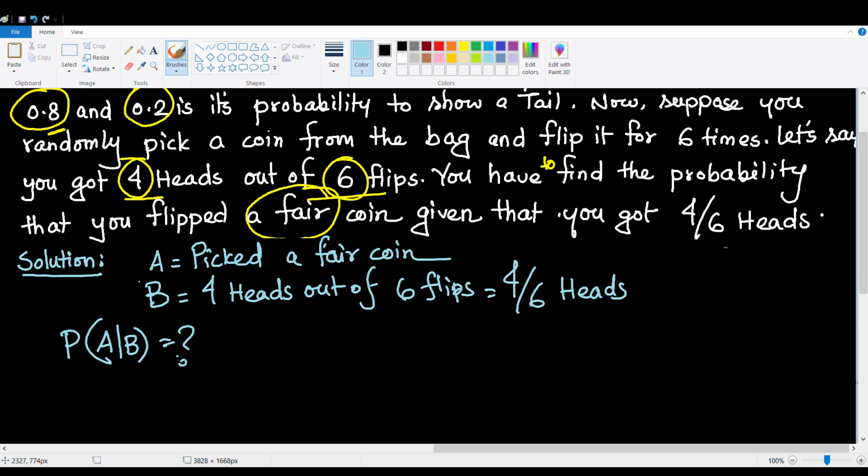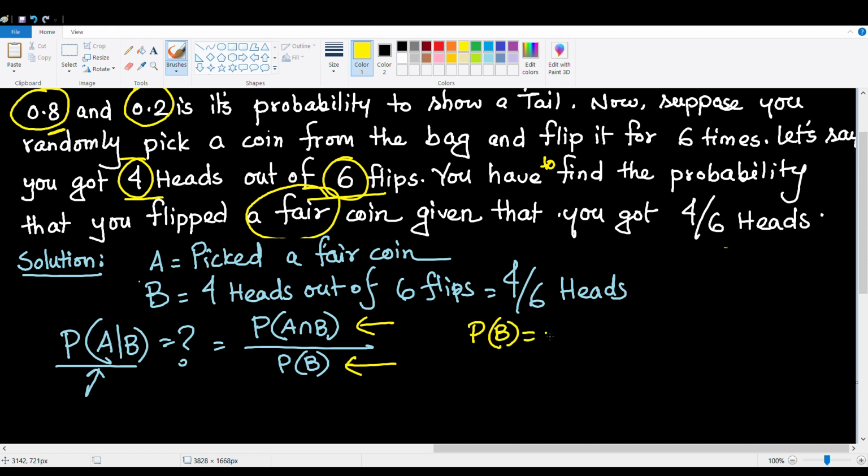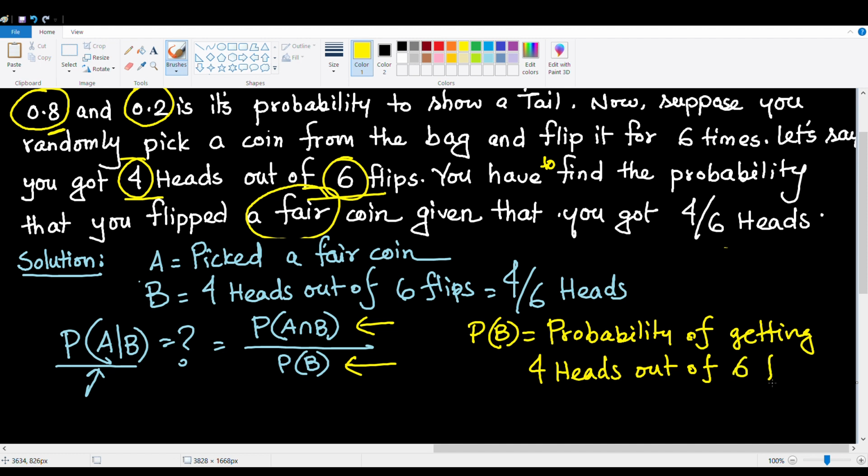Now this is a conditional probability and we are going to use Bayes' theorem to solve it. We know that P of A given B equals P of A intersection B divided by P of B. So to determine this probability, we have to find P of A intersection B and P of B. So let's start with P of B. So P of B is the probability of getting 4 heads out of 6 flips.